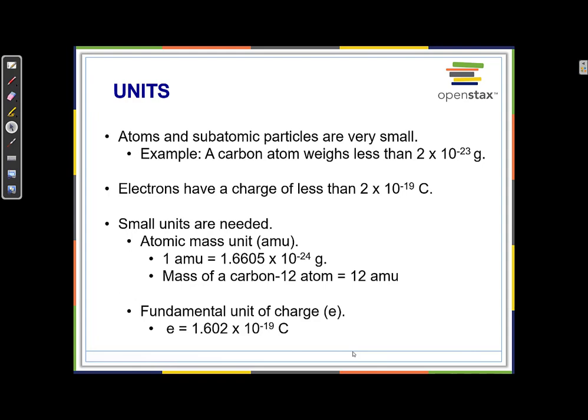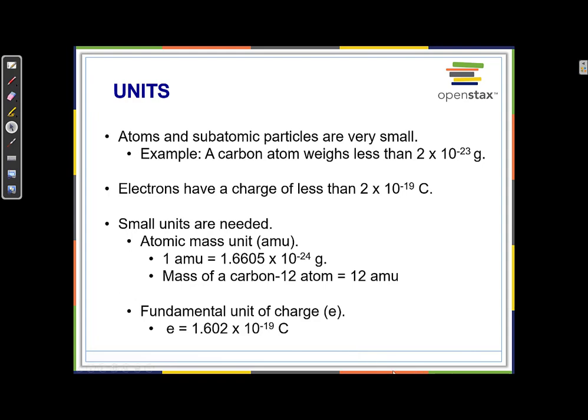So we introduce a new unit, the atomic mass unit. One atomic mass unit is equal to 1.66 times 10 to the negative 24 grams. So now when we're talking about an atom having about that mass, instead of asking how much does that atom weigh, 1.66 times 10 to the negative 24 grams, we can say it weighs one AMU. So much easier to use units that are equivalent or similar in size to the thing we're talking about.